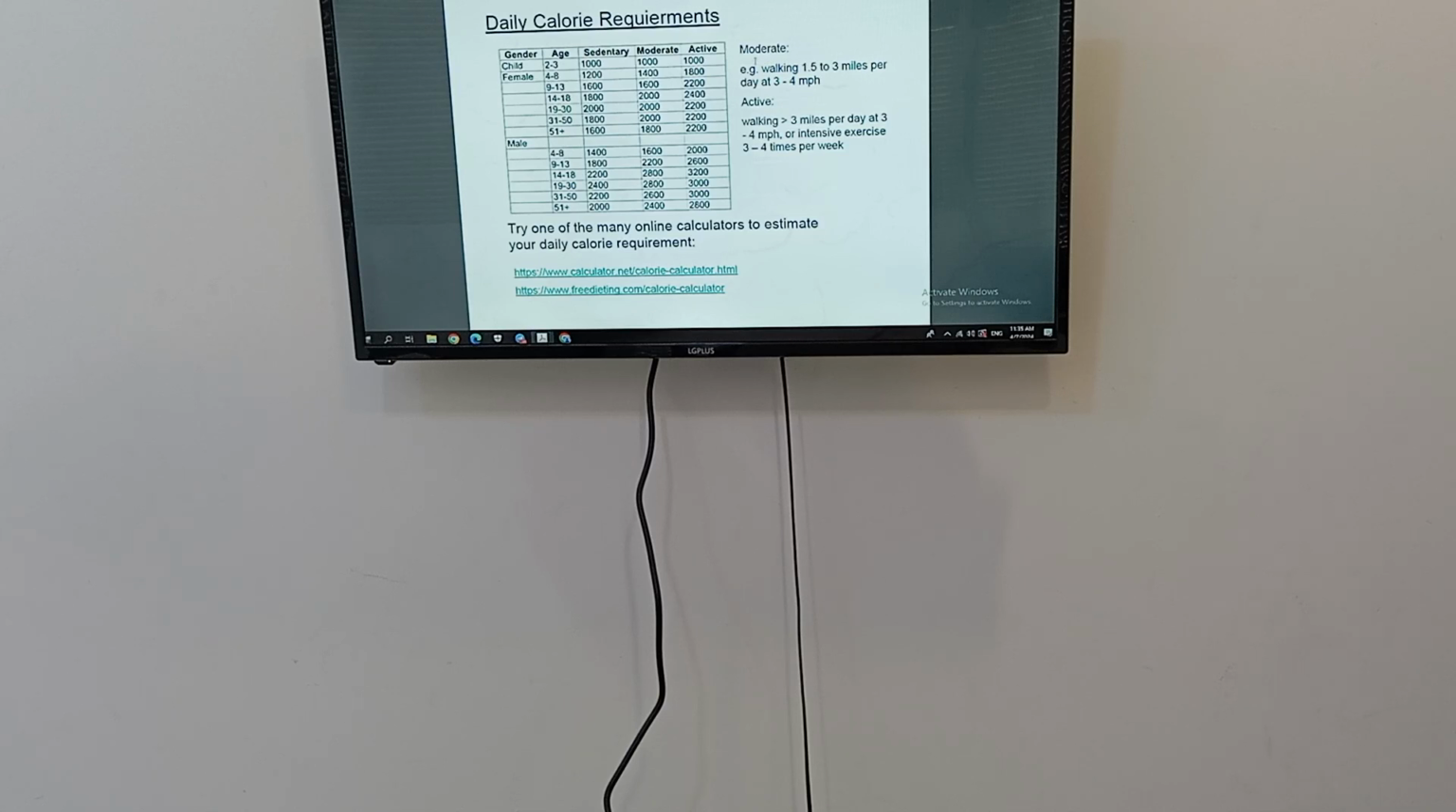In the moderate state, for example, walking 1.3 to 3 miles per day at 3 to 4 miles per hour. In active, walking more than 3 miles per day at 3 to 4 miles per hour, or intensive exercise per week.